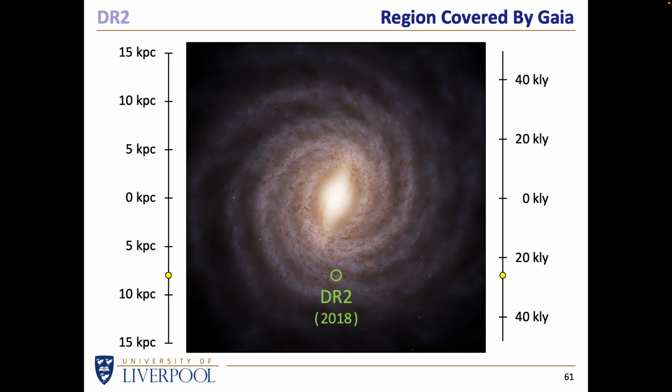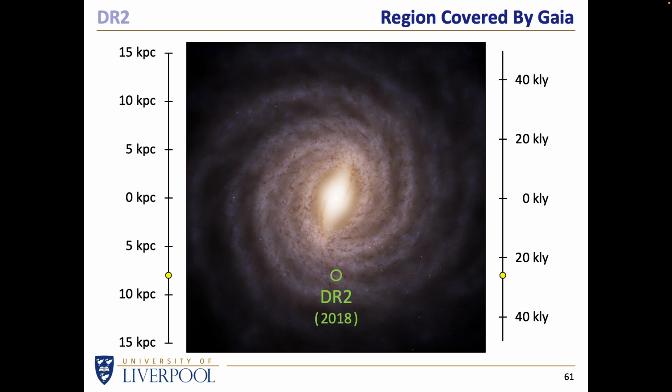Data release 2 from Gaia improved on that by pushing that back to the point where in 2018 they could find stars within that green circle. Still not representative of the whole galaxy, but a huge improvement over Hipparcos.